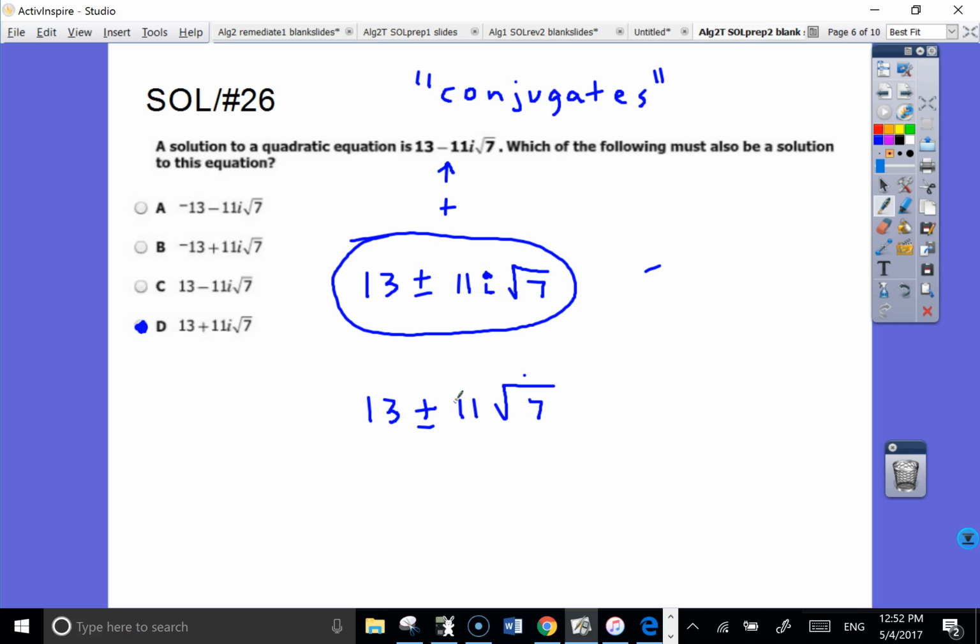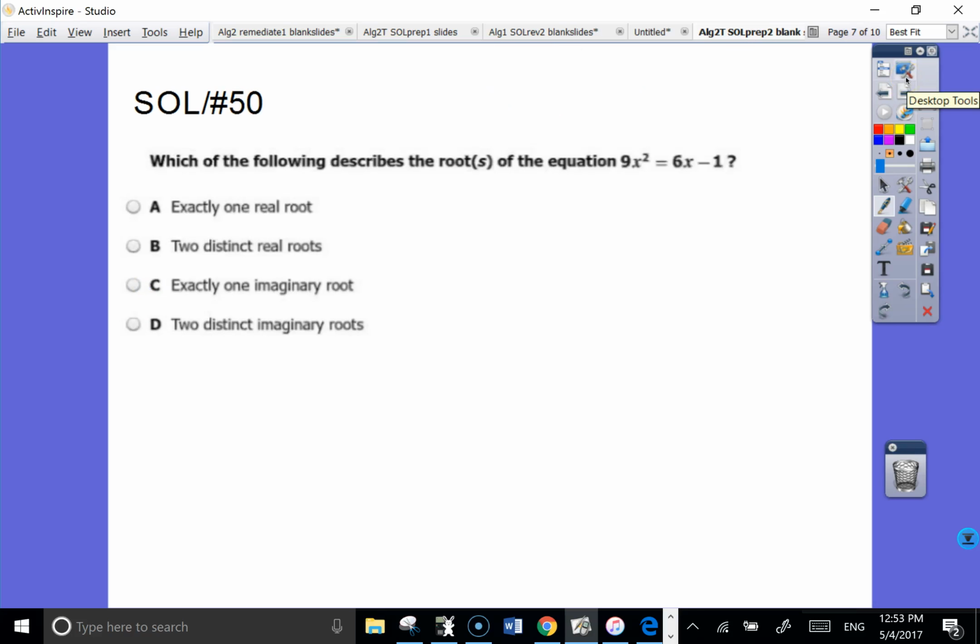This is a knowledge question. This is just something you've got to know. And if you know it, it's like half a second. Okay, bingo, move on. You should know it. It should be an easy question for us. Okay, then number 50.